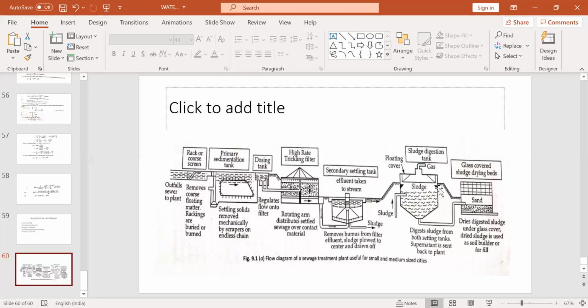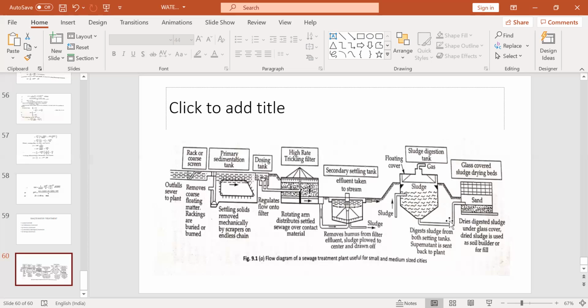So it has three phases, and in these three processes the sludge is allowed to digest. This entire process might take 4 to 5 months. Finally, the digested sludge from both the settling tanks is handled, and the supernatant is sent back to the plant. Now a gas will be produced, and this gas is taken for other domestic or useful purposes.